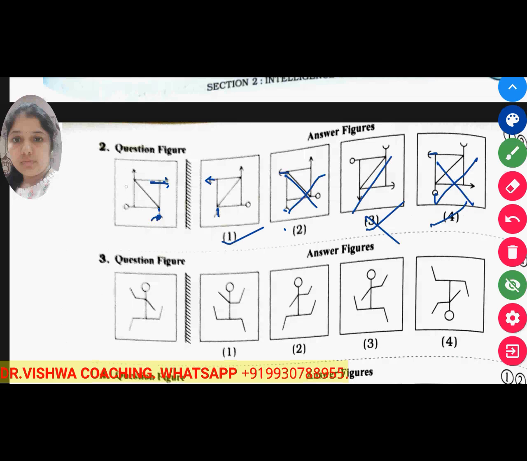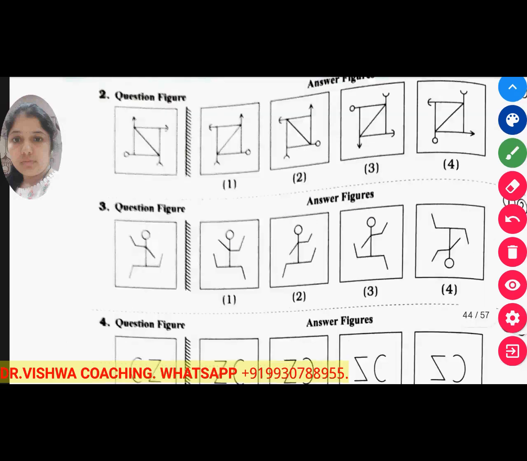Now we have to just check again the diagonal. Now the diagonal which was coming from left to right, it will go from left to right, but like this, then like this. So option number 1 is the correct option for your answer. Okay, so understood? Whatever is there in the left, it will go to the right. Whatever is there in the right, it will go to the left, and up down figures remain the same.